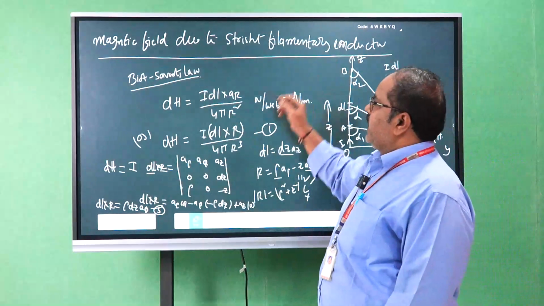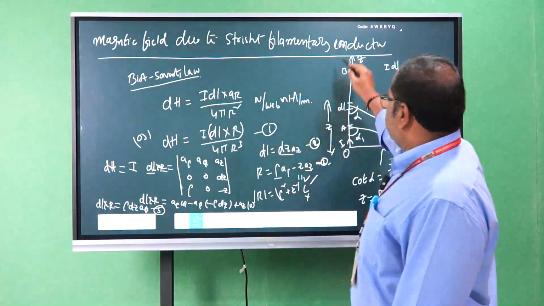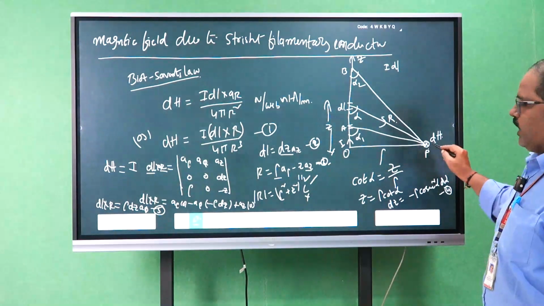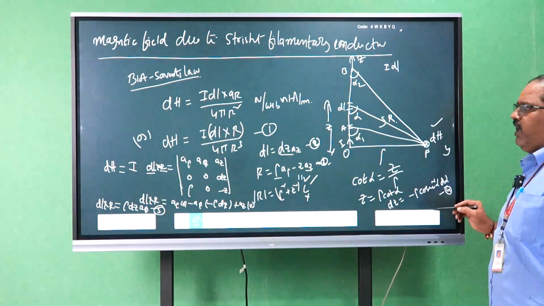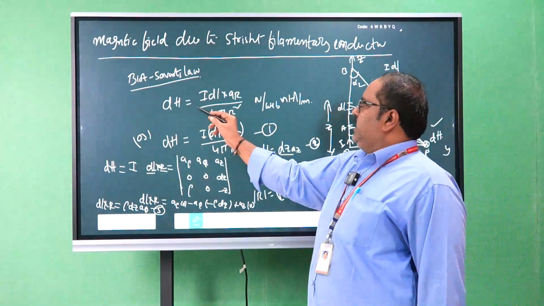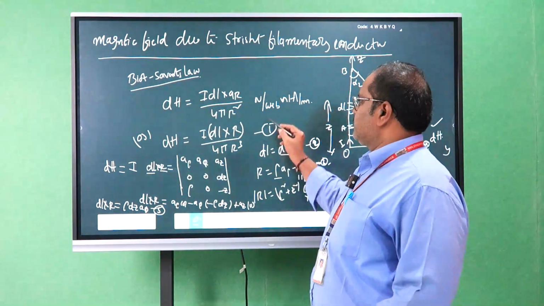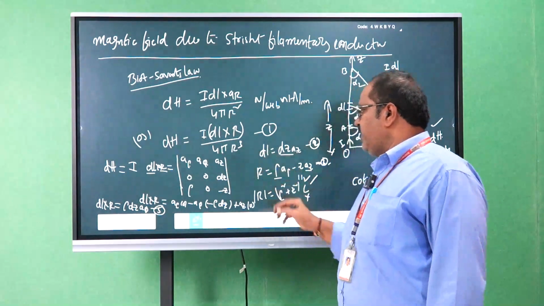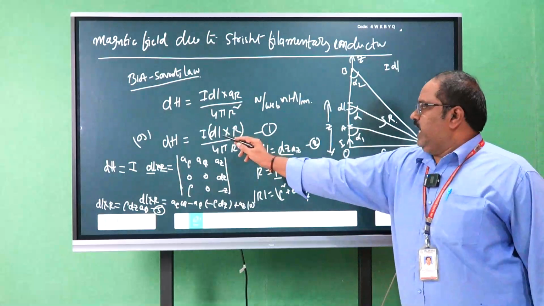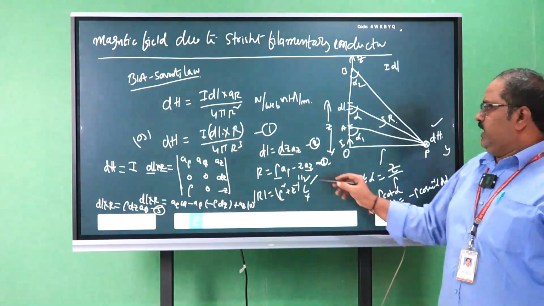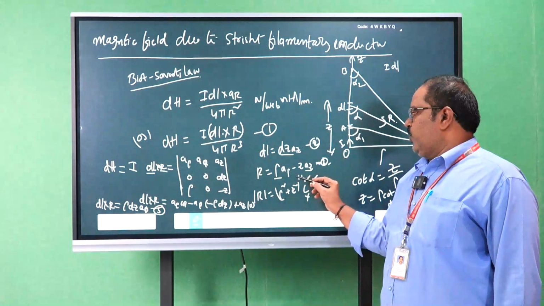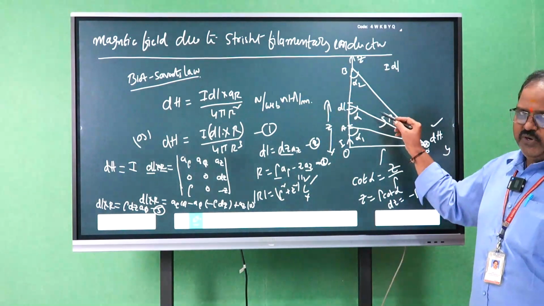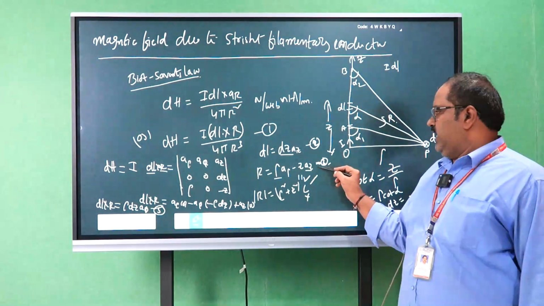Next one, magnetic field due to a straight filamentary conductor. According to Biot-Savart's law, there is a straight filamentary conductor, with an origin point and a point P. You have to determine dH at point P. According to Biot-Savart's law, dH is equal to I dl cross aR by 4 pi r square, Newton per Weber or ampere per meter, that is, dH is equal to I dl cross R by 4 pi r cube. Along the straight filamentary conductor, dl is equal to dz az, and R is equal to rho a rho minus z az. The minus indicates the downward direction, that is, minus z az.